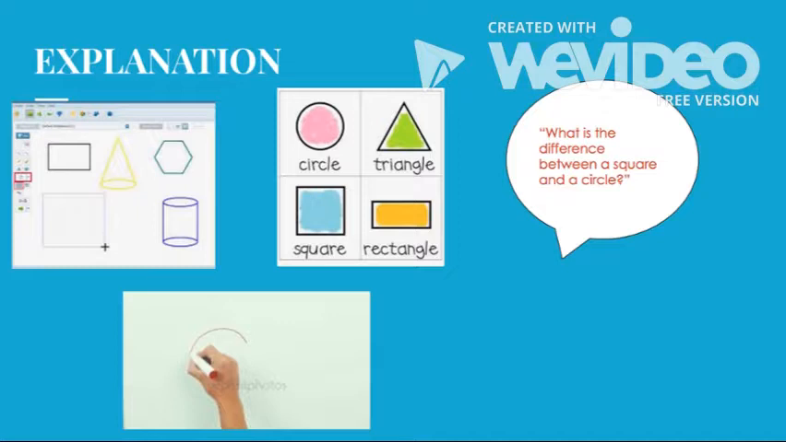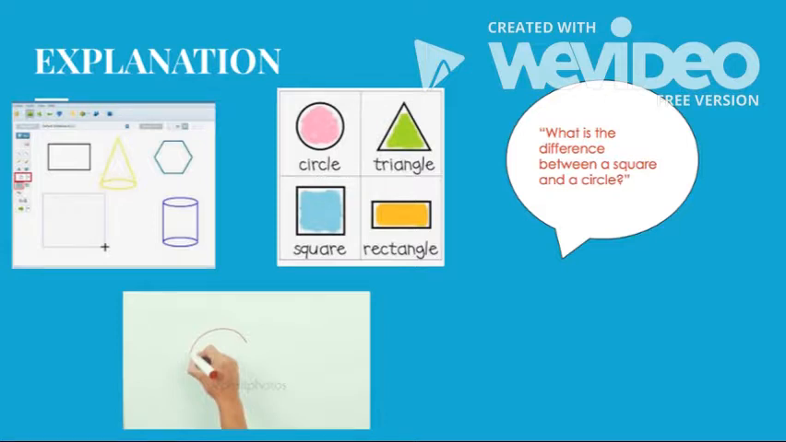Second, the teacher will discuss the shape's attributes as a class. This may include, but is not limited to, the number of sides, angles, and curved line segments. Third, the teacher will draw a circle on the whiteboard or interactive board. The teacher will ask the class how many edges the circle has. After some discussion, the teacher will ask questions such as, what is the difference between a square and a circle?